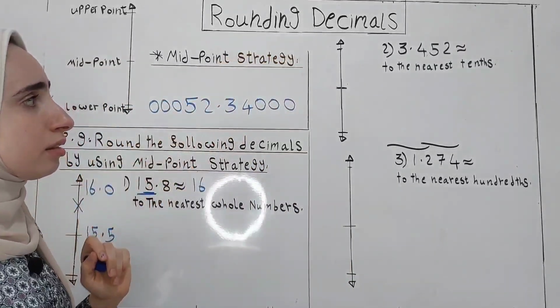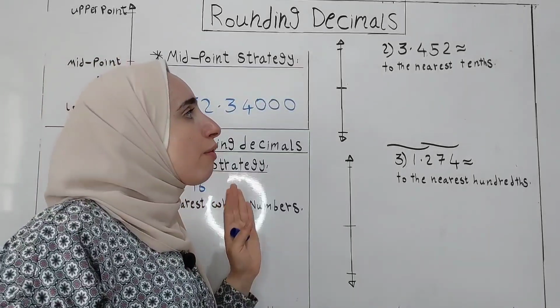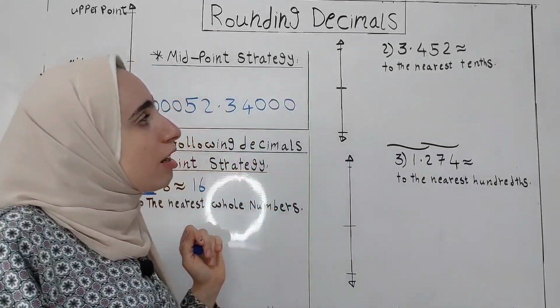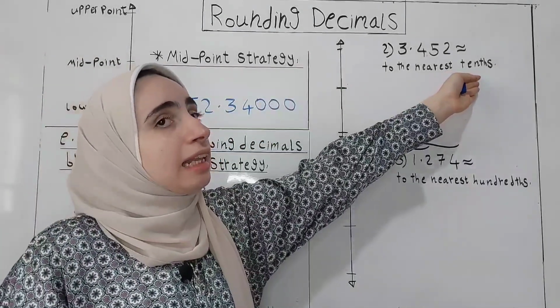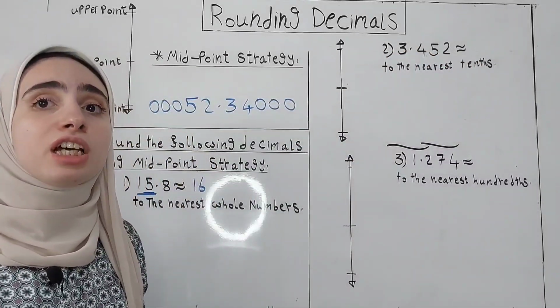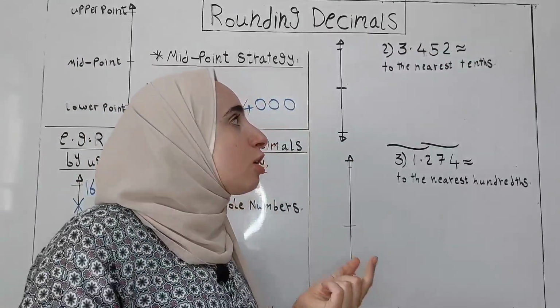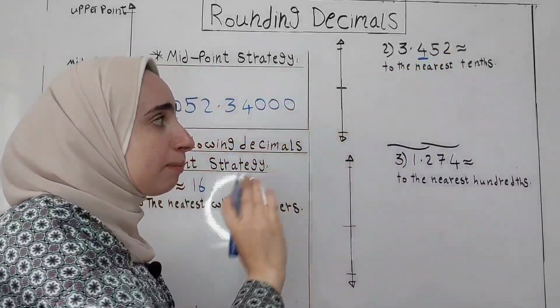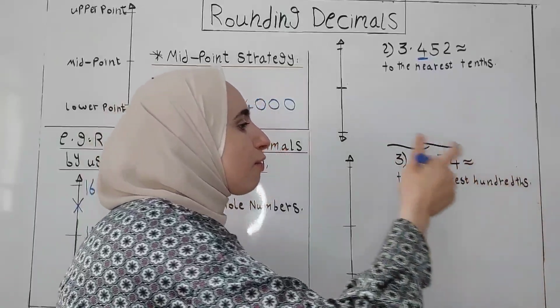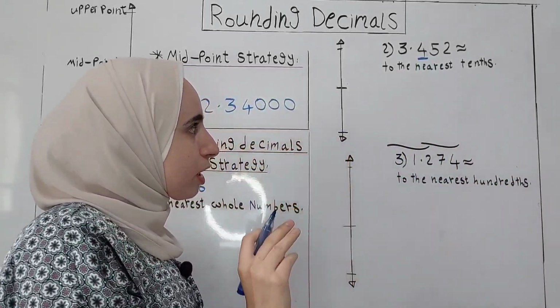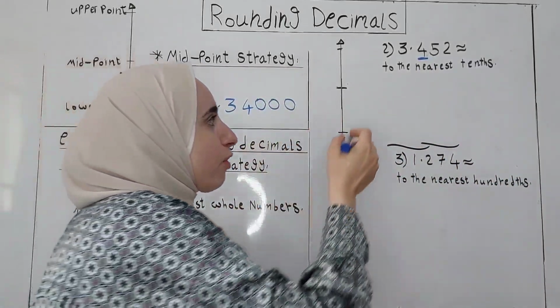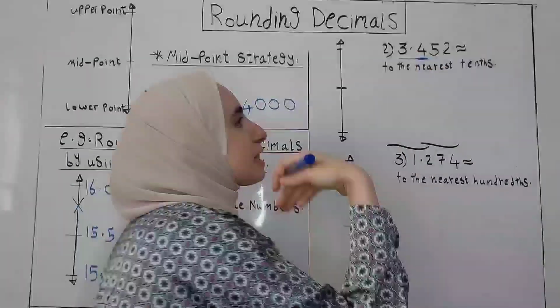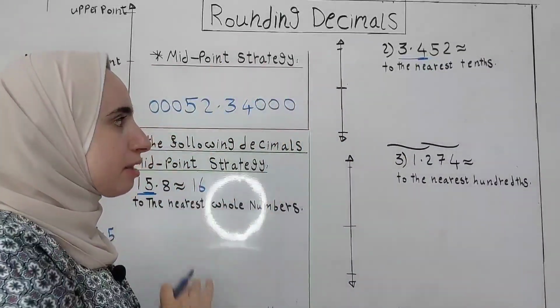Now, the second one, 3.452. We need to round this number to the nearest tenth. So we're looking for the digit in the tenth place, which is 4, because the tenth place is at the right of the decimal point. So we underline the digit 4 and all digits in the next higher place.